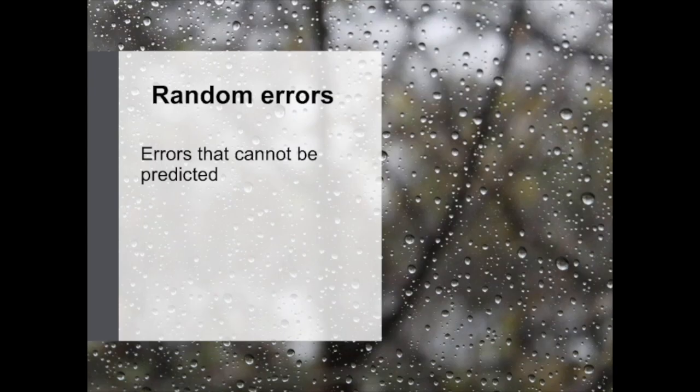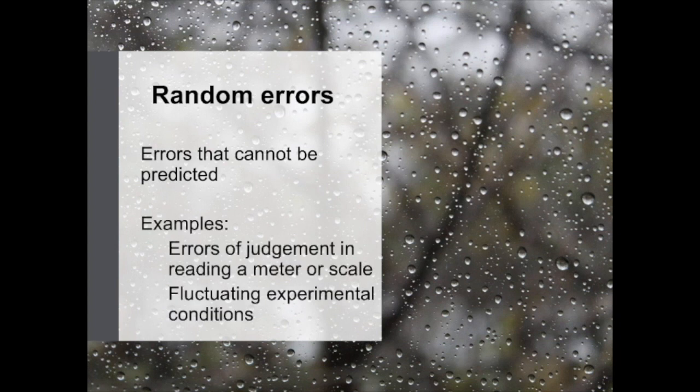Random errors are errors that can't be predicted. Errors of judgment in reading a meter or scale. The number said 5, but I wasn't wearing my glasses, so I read it as 2. Fluctuating experimental conditions. Hot one day, cold the next. That could cause random fluctuation. Or if the wind keeps blowing over my solar cooker. Those are all things that can't be predicted.